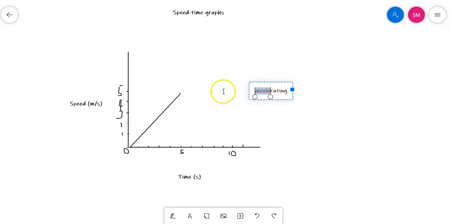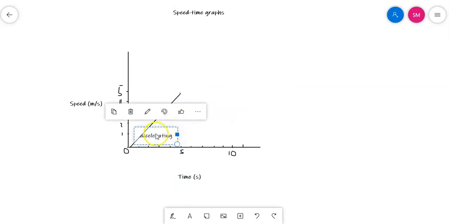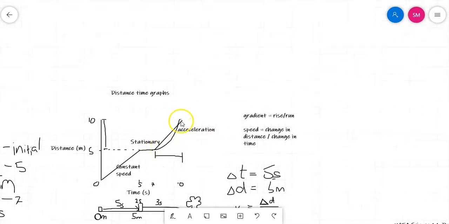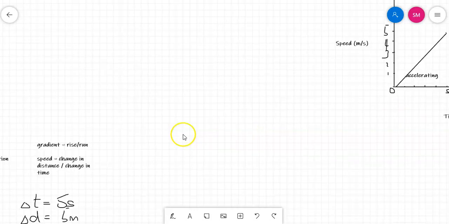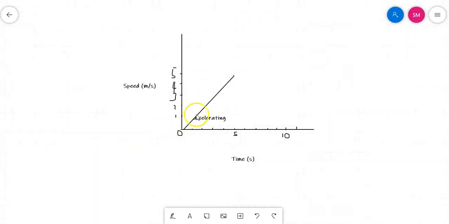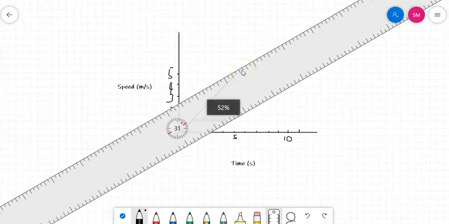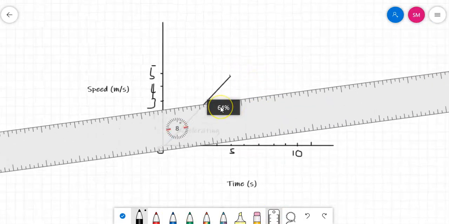If we remember back to our distance time graphs, this is slightly different, isn't it? Because when we did our distance time graphs, acceleration was when we had a curved line, whereas a straight line just meant a constant speed. So for a speed time graph, if we see an upward straight line, that's telling us that the object is accelerating.